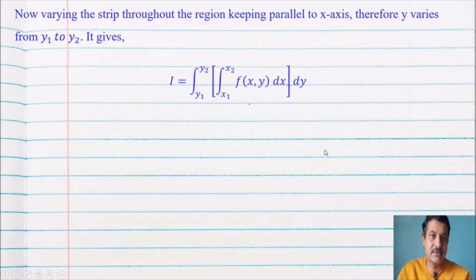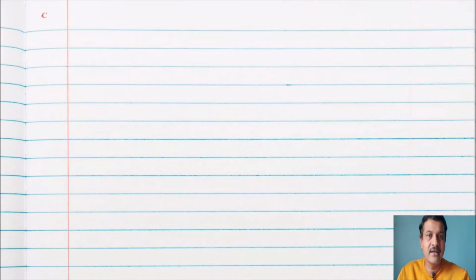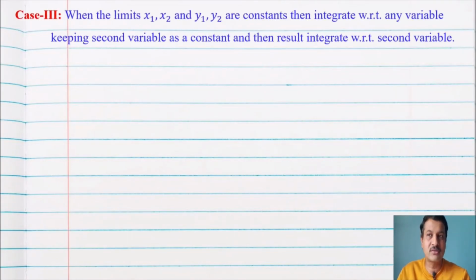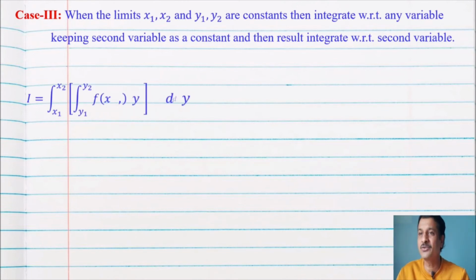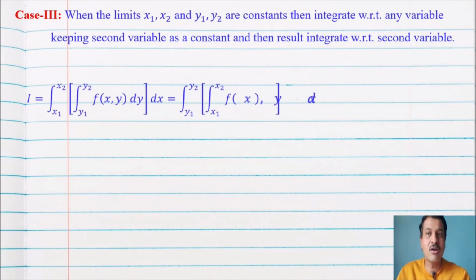Now case number 3. What is case number 3? If all boundaries are constant. So when limits x1, x2 and y1, y2 are constant, then integrate with respect to any variable, keeping the second variable as a constant, then integrate the result with respect to the second variable.